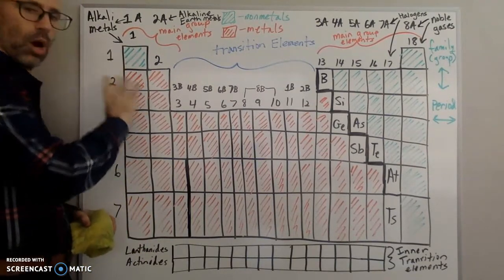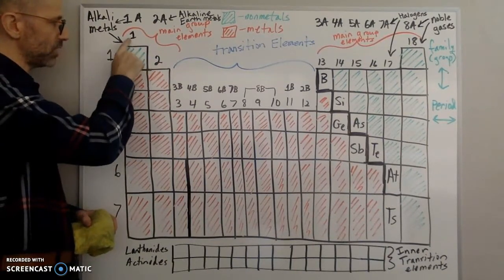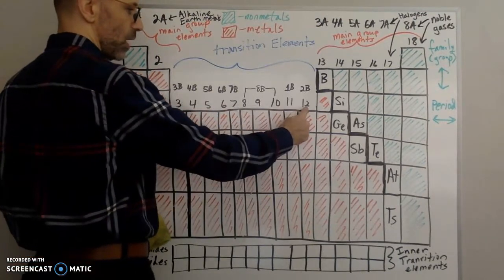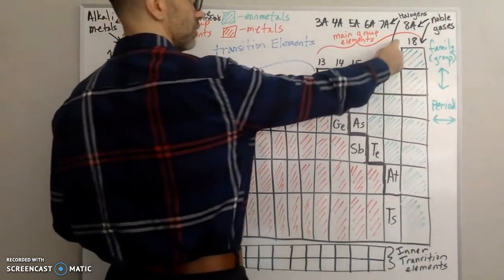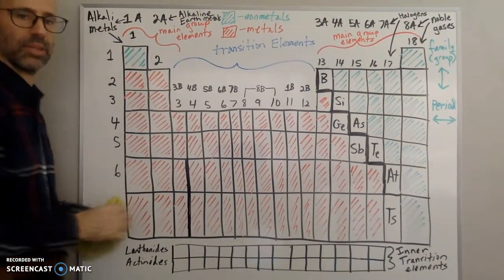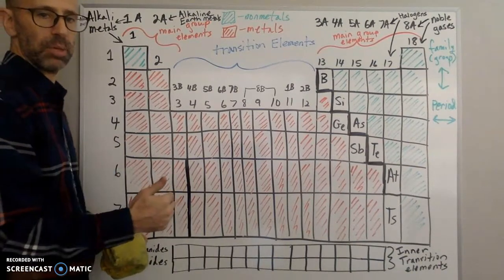But there is a 1 through 18 numbering, so all of the groups are numbered 1 through 18. 1, 2, 3, 4, 5, 6, 7, 8, 9, 10, 11, 12, 13, 14, 15, 16, 17, 18. Right? So that's one way to name it, but there's also a numbering system according to A and B.